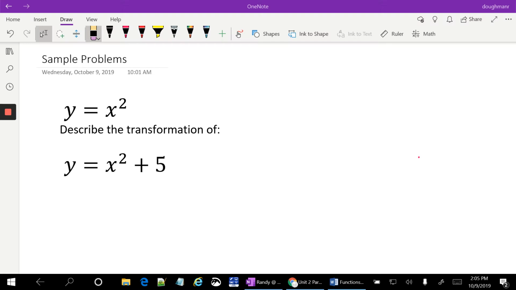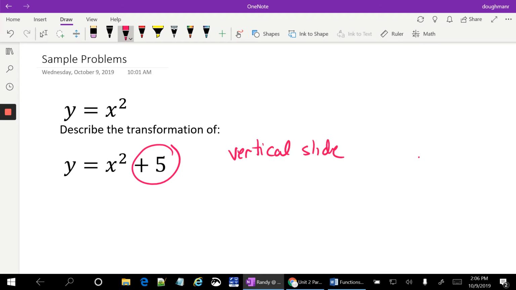Example problems of what we're going to do with this knowledge of transformations. Very simply here, we're going to look at the function y equals x squared and transform it into y equals x squared plus 5. What does that do to the graph? Well, that plus 5 is adding to the function, so I believe it's a vertical slide, and we learned that positive numbers make the slide upward. So vertical slide, 5 units up.